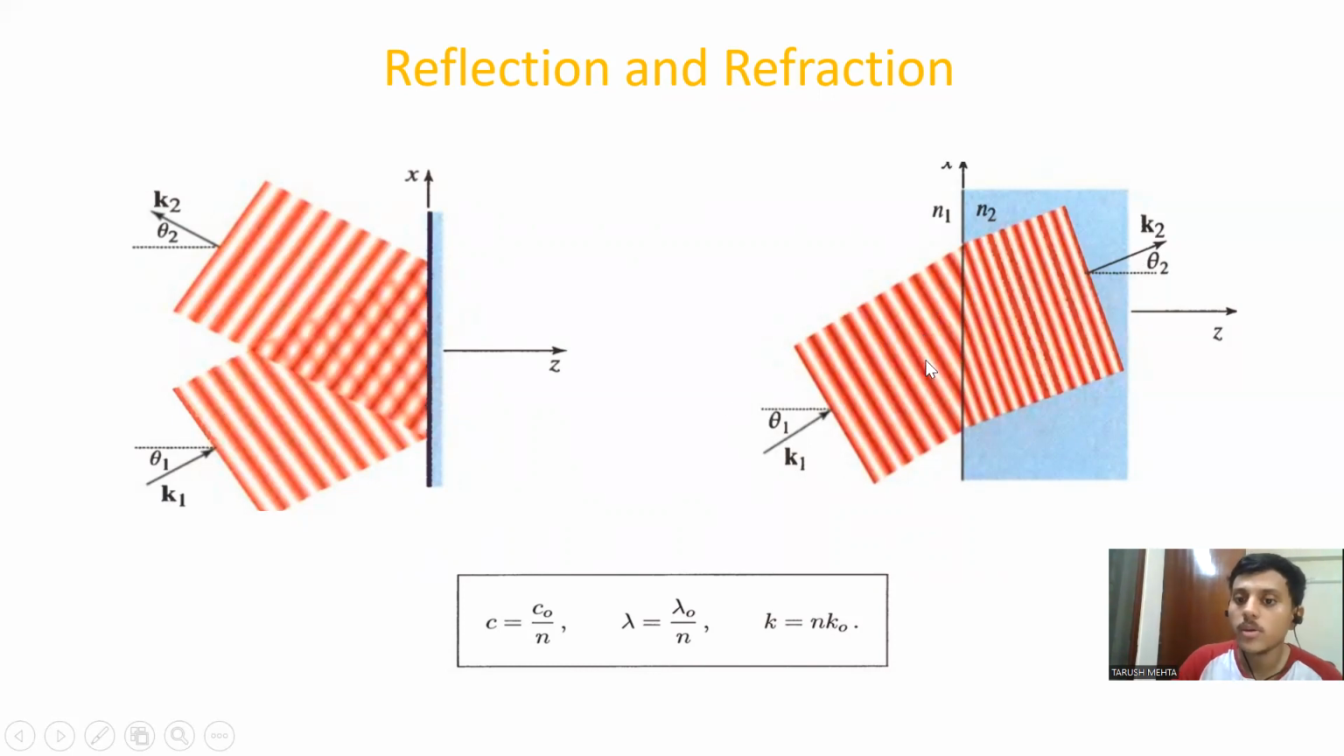So theta 2 is lesser than theta 1 because this light ray is bending towards the normal. Also, the speed of the light in water is lesser than the speed of the light in air. And we can also see the wavelength of the light in water is lesser than the wavelength of the light in air. However, the frequency of the light remains constant when light propagates from one medium to another. So both the speed of light as well as the wavelength get reduced by a factor of n with respect to air, where n is the refractive index of that particular medium. However, the wave number k increases by n times.